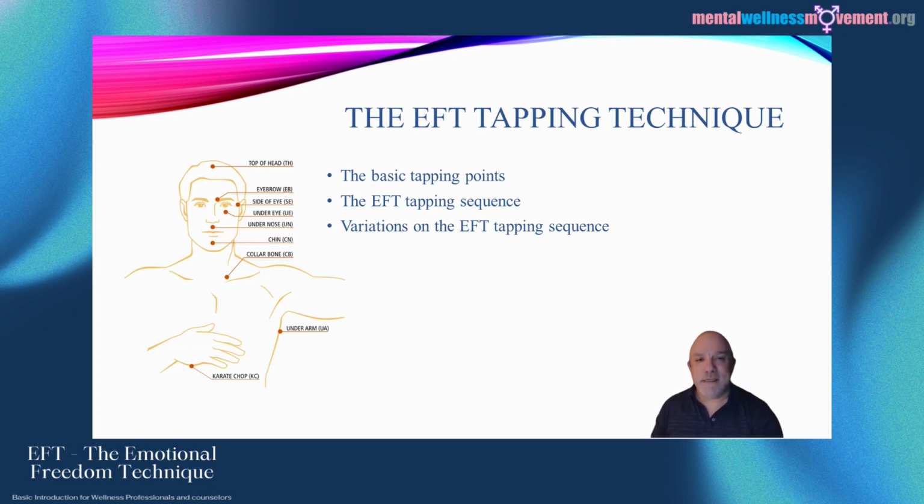So let's use an example of that, and we'll start on the karate chop point, and we'll say, even though I feel anxious, I am deeply and completely relaxed and accept myself. Then the top of the head, this anxiety is just a feeling. The brow, I choose to let go of this anxiety. Now the side of the eye, I am safe.